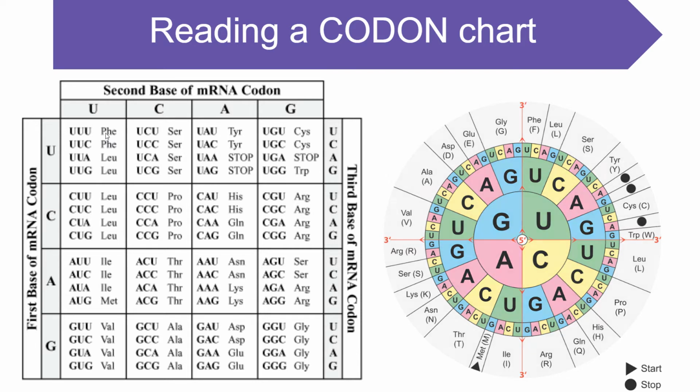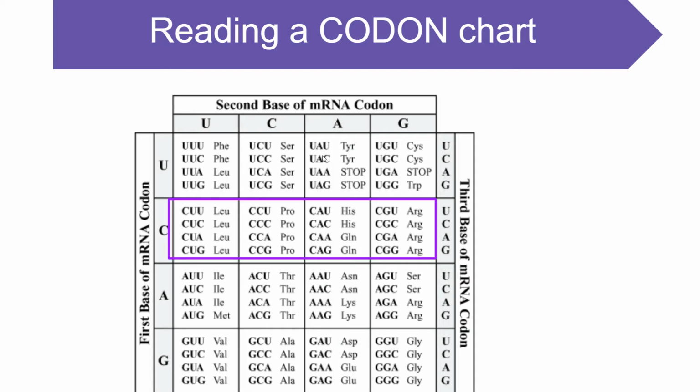So let's try that again. Let's say I have C as my first letter. That limits it to this row. If C is my second letter, it limits it to this box where they intersect. And then if my last letter is C, that would give me proline, PRO, as my amino acid. We'll try one other one. Let's try UCA.